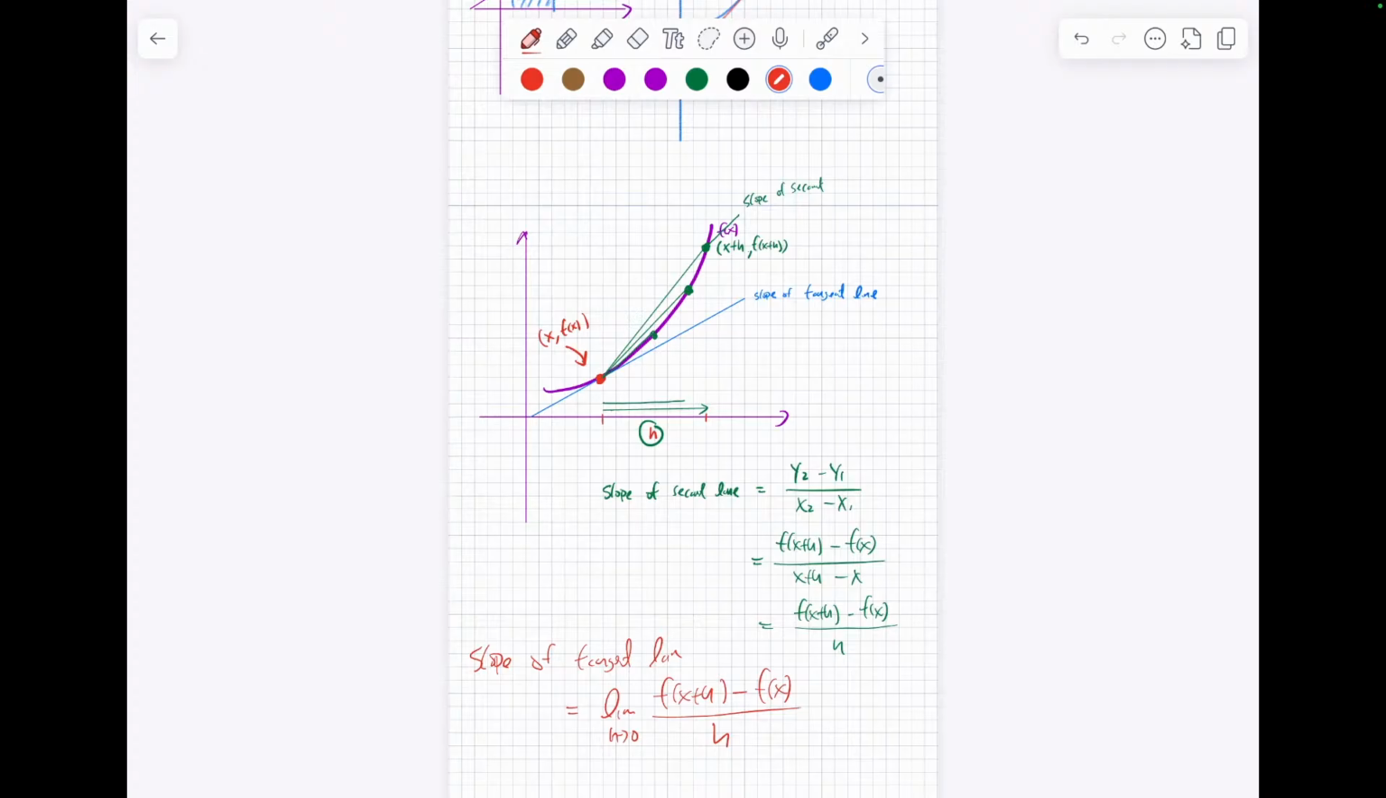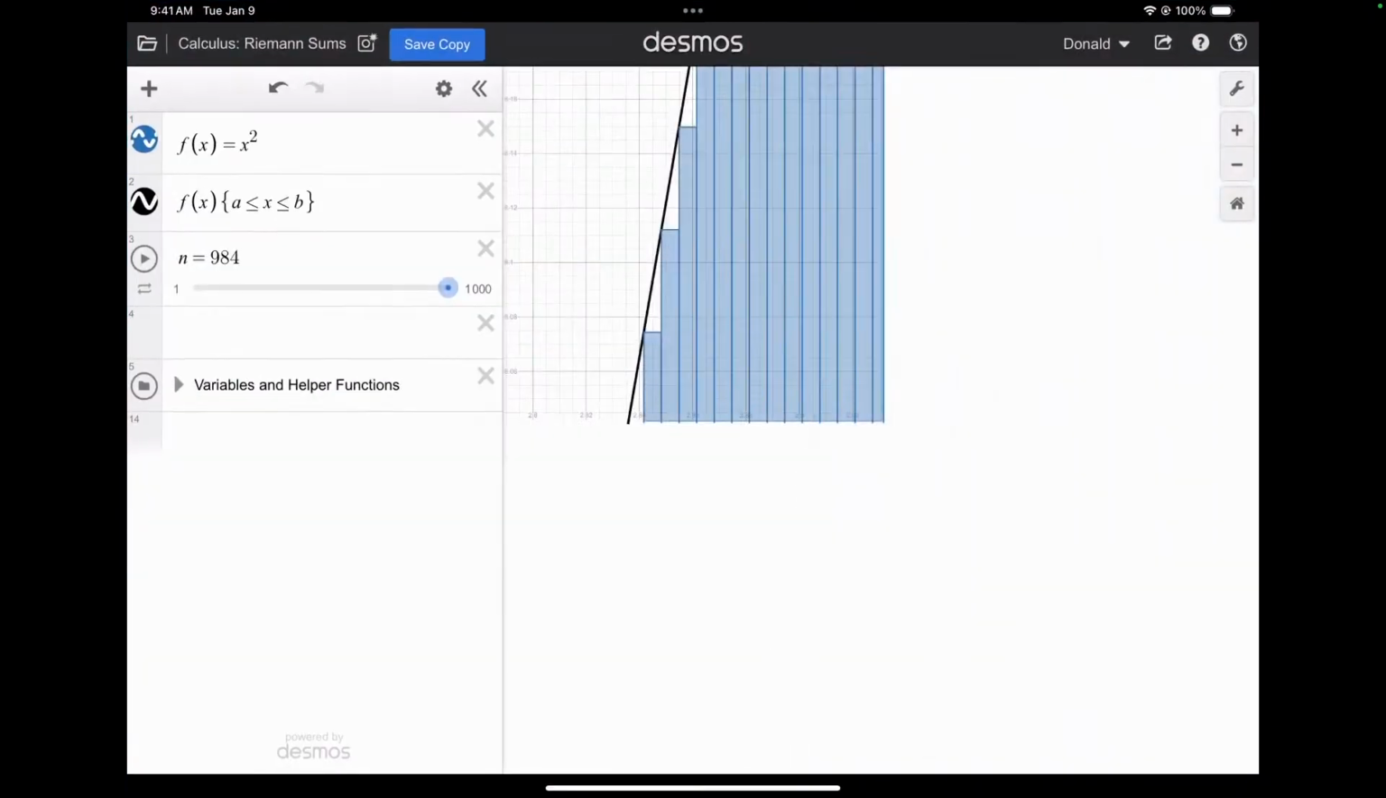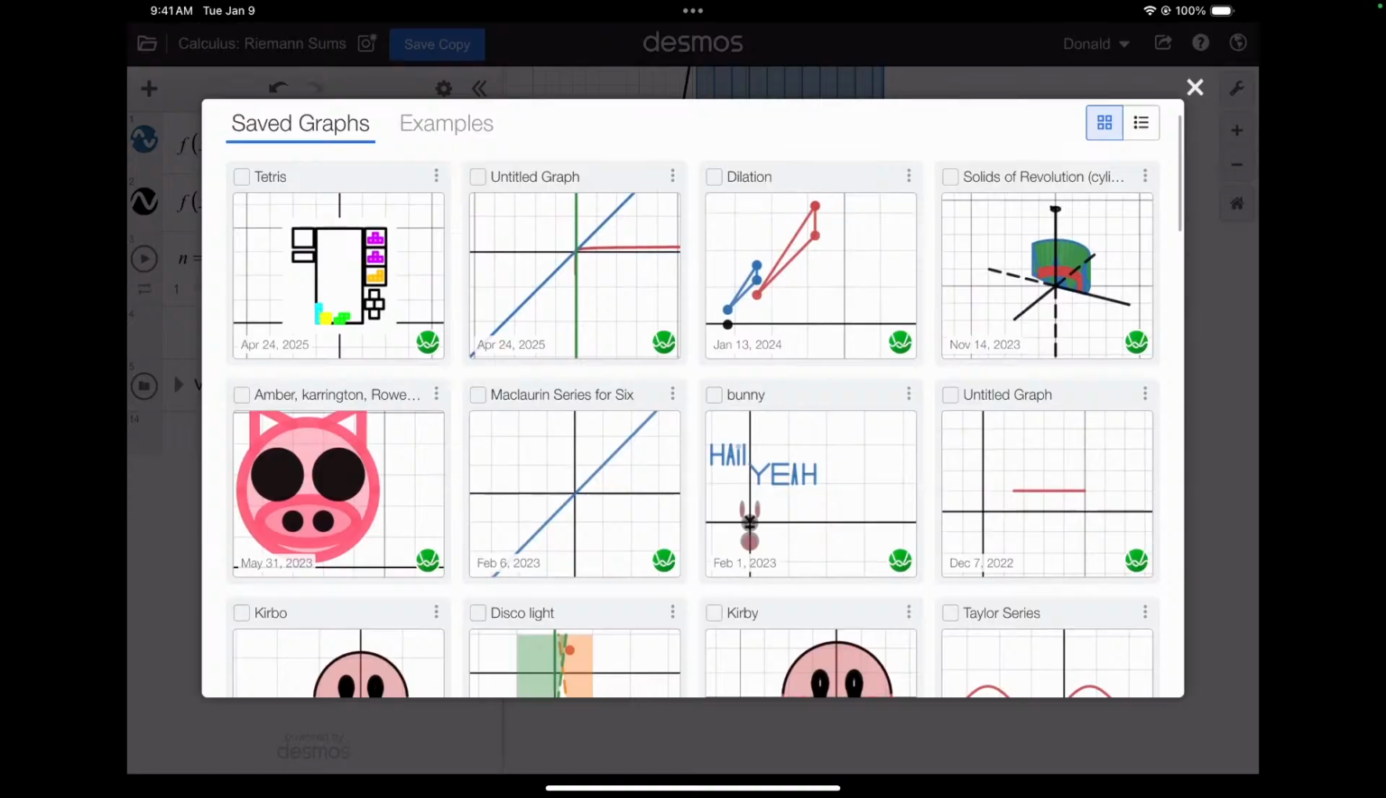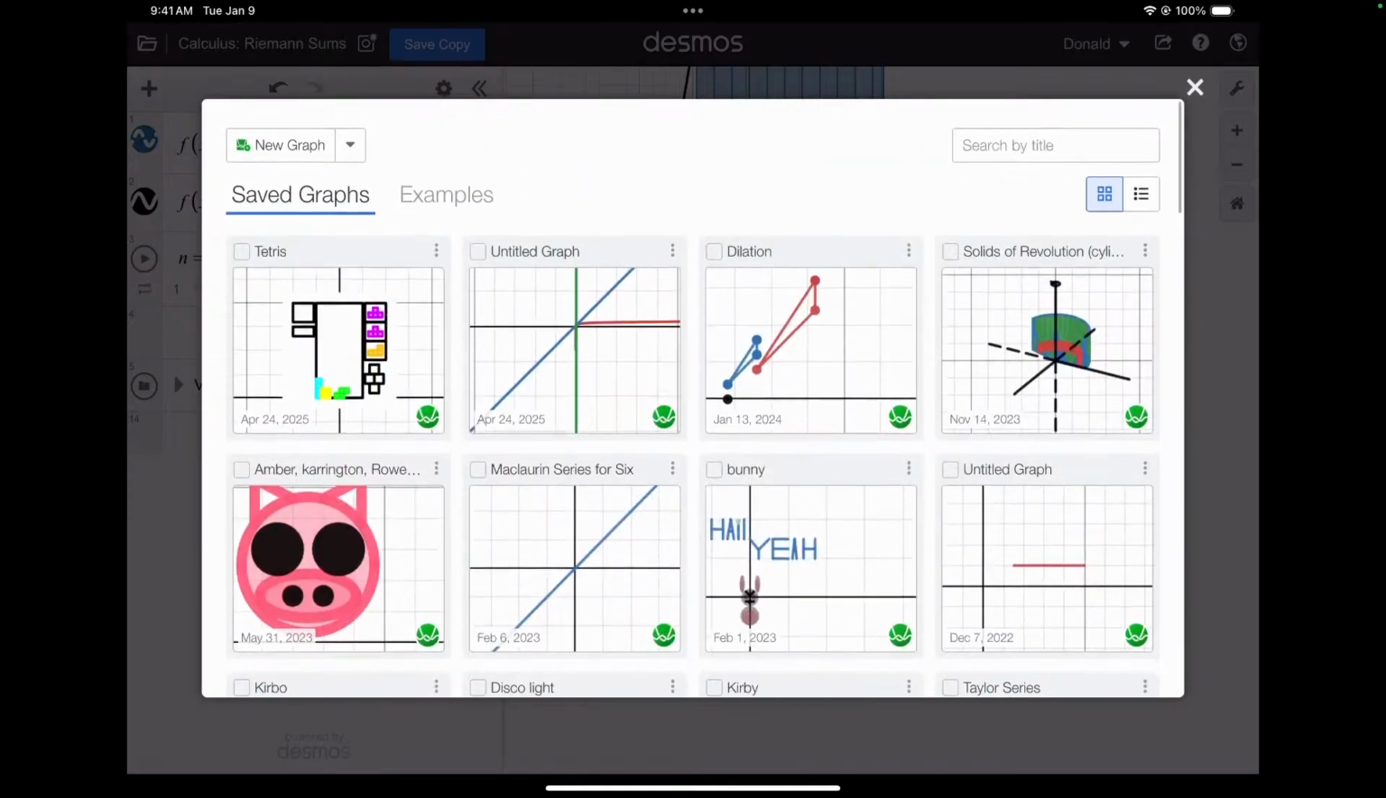Now, my graph is really rough. So how much time do I have? What? 4 minutes? Okay, that's good.